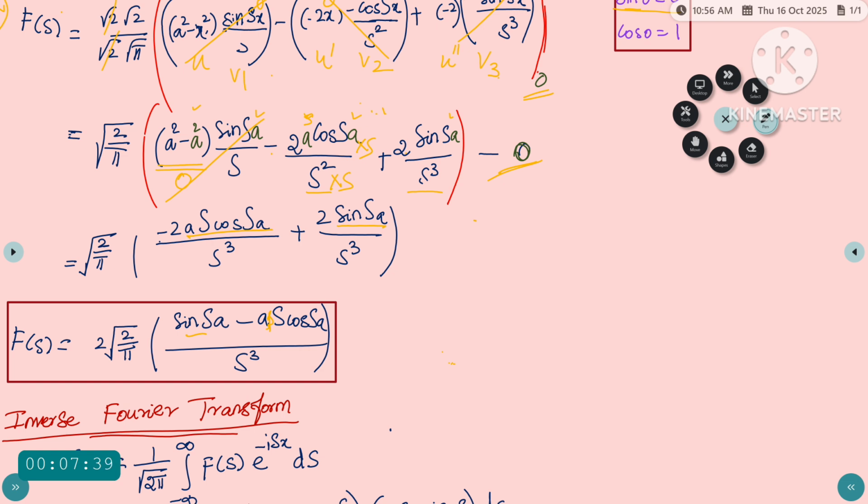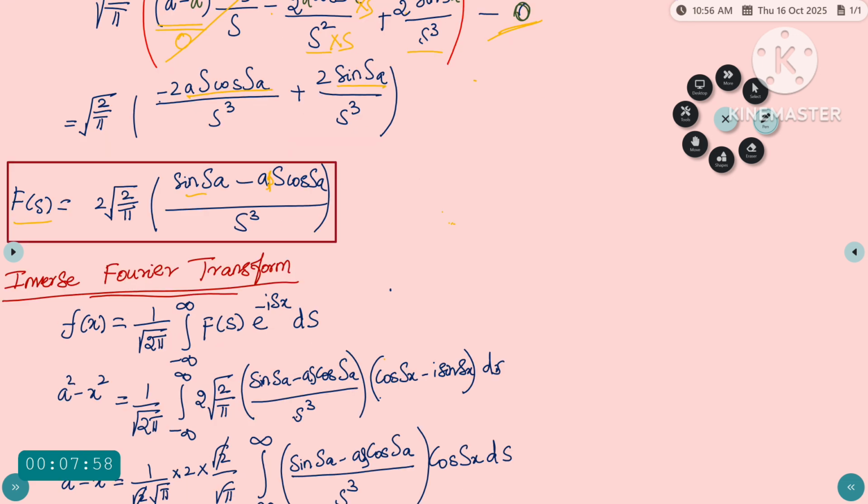So finally, we get the answer for F of s. That is the Fourier transform. What is the answer for the Fourier transform? F of s equals 2 root 2 by pi times (sin sa minus as cos sa) by s square. That is the answer given in our question. Now come to the second part, that is the inverse Fourier transform.